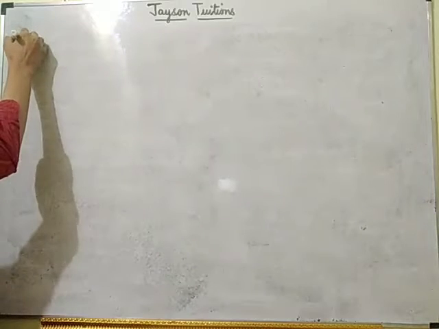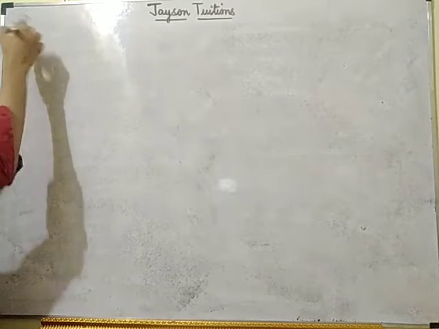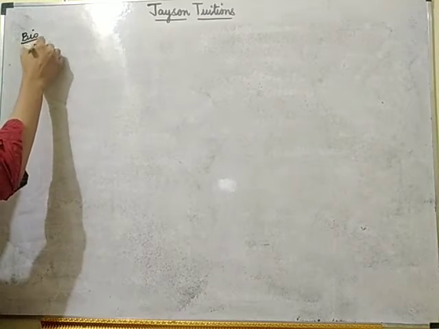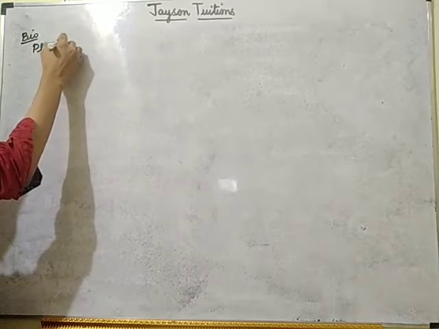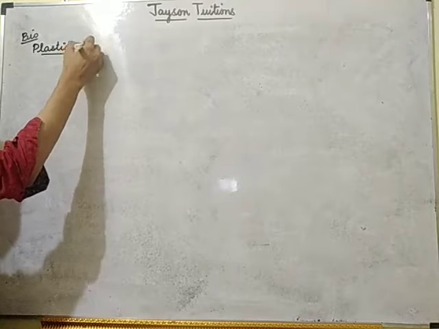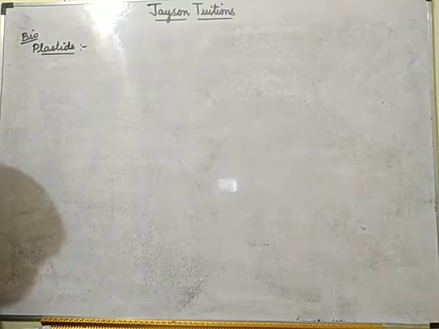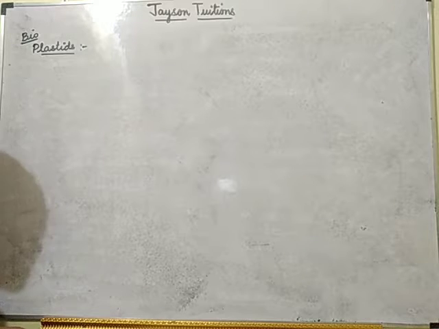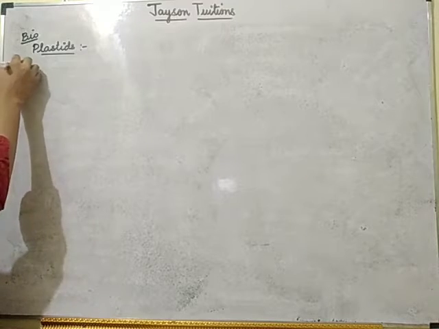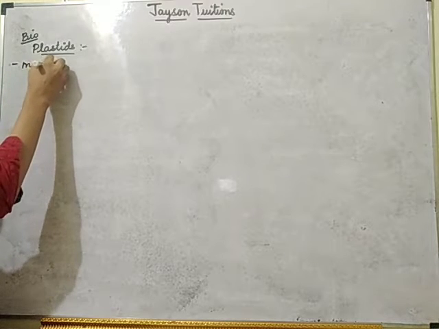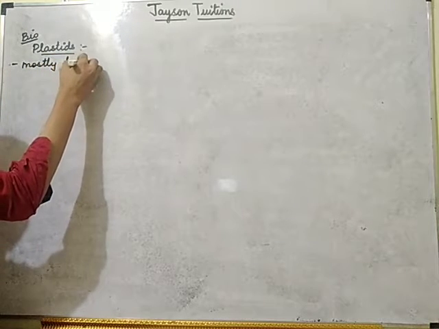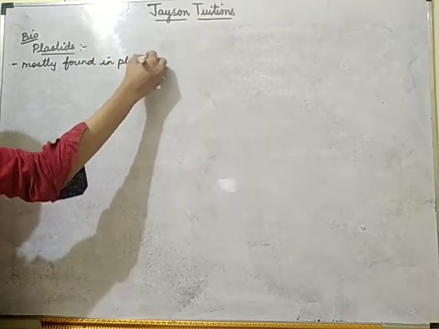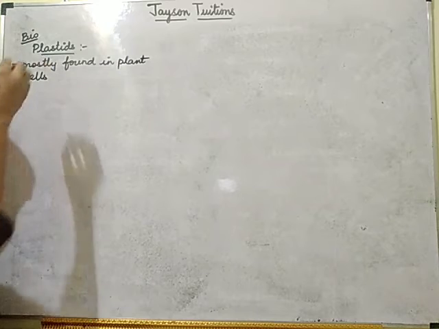We will continue with our biology chapter. Now we will study the last cell organelle in this chapter, called plastids. Okay, so what are plastids? These plastids are mostly found in plant cells.